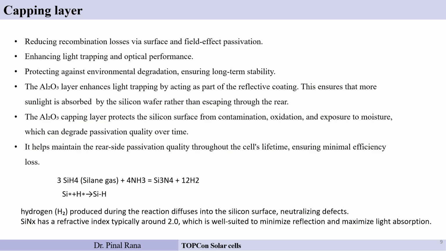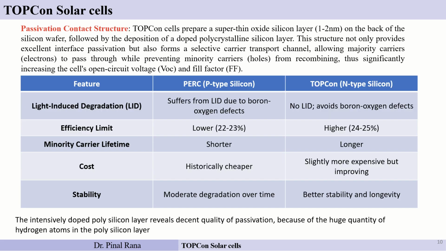So here I have explained the details of the capping layer: reduction in recombination losses, enhanced light trapping, and these are the other advantages that the capping layer provides in the PERC solar cell.